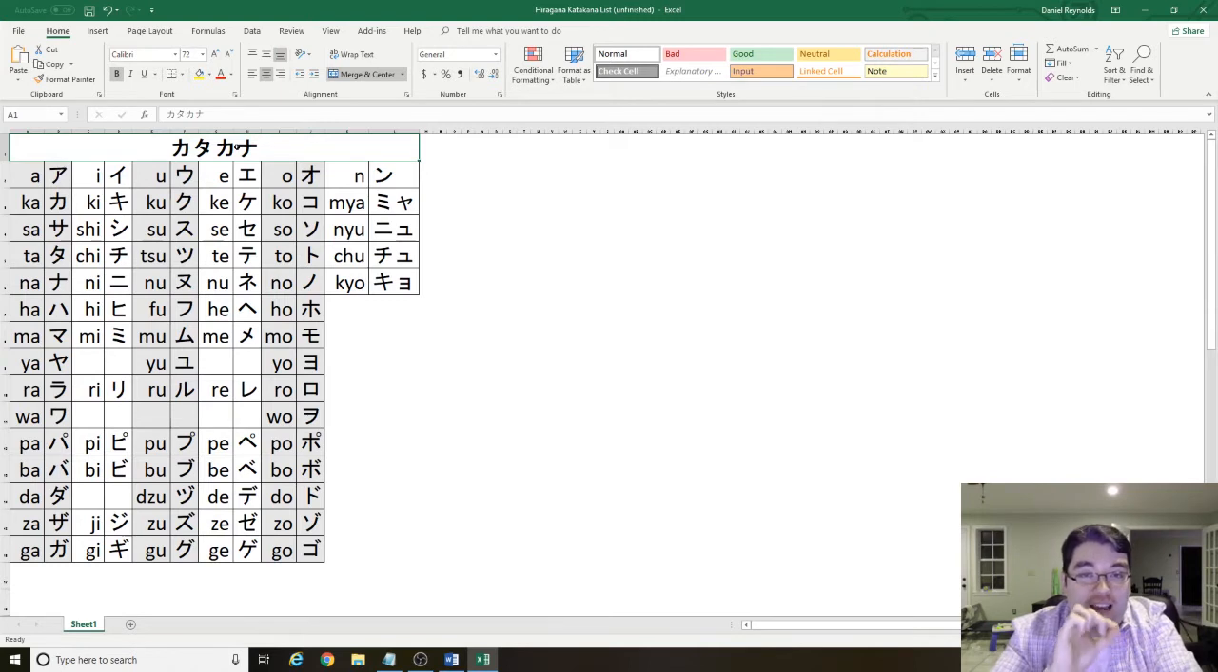Katakana are the exact same thing as hiragana. The exact same thing in every respect. The only difference is the symbols are different. So, for example, the "a" we had seen before, it looks different, right? That's a completely different symbol. And the "ka" is a different symbol as well.